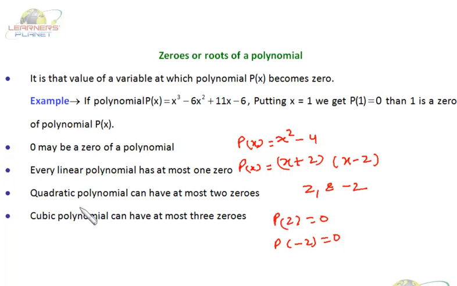That means every quadratic polynomial can have at most 2 zeros, and a quadratic polynomial can also have both zeros the same. So in this case we have 2 zeros, that is 2 and minus 2, or we can say we have 2 roots, 2 and minus 2. We'll discuss the concept of roots in detail while solving the problems.